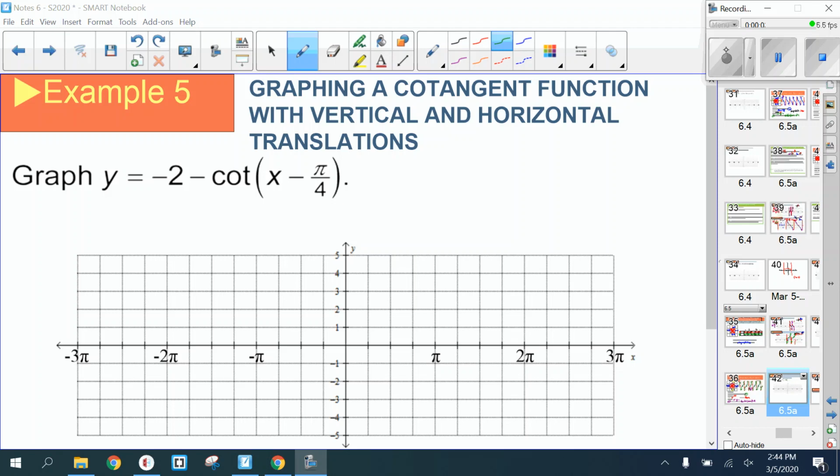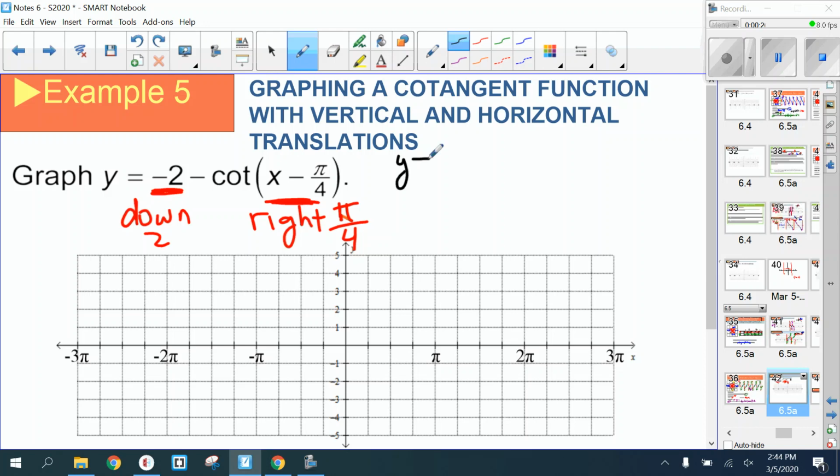Number 5, we've got a cotangent, and you should notice a couple of shifts. This -2 means we're going to shift the whole thing down 2, and then this minus pi over 4 means we're going to shift to the right pi over 4. So I would recommend you just kind of ignore the shifting. We'll put it back in later. If you took out the shifting, we would just have negative cotangent x.